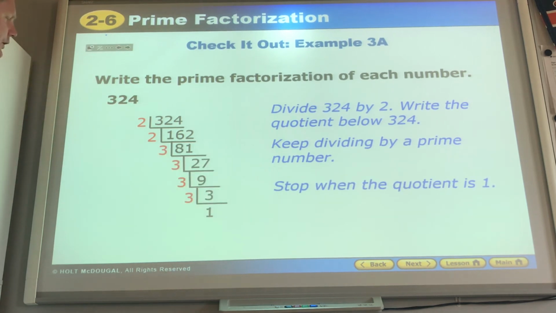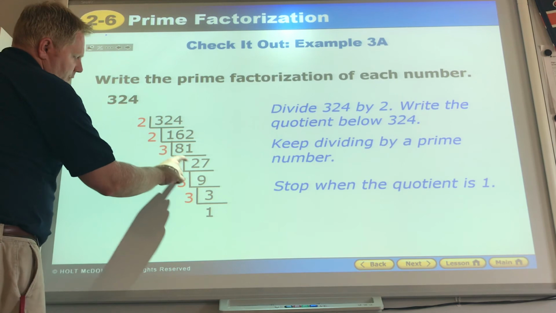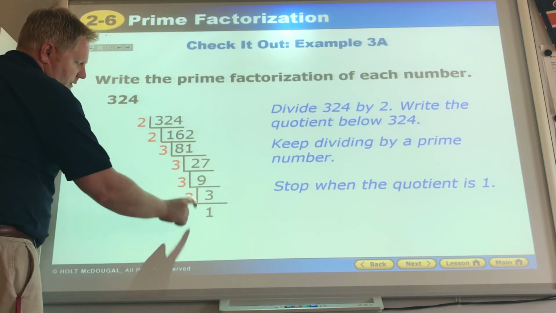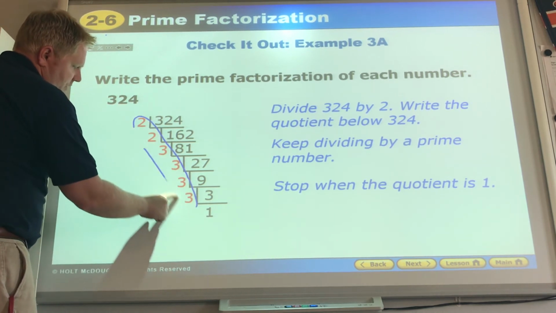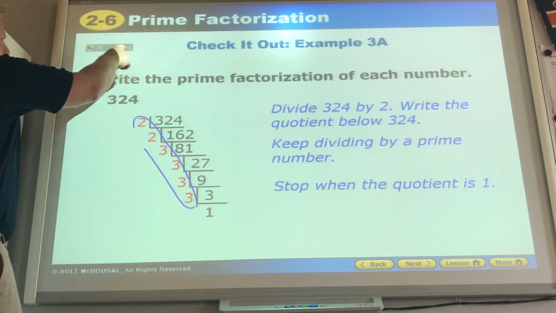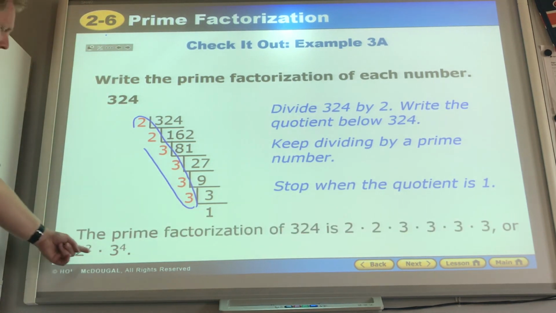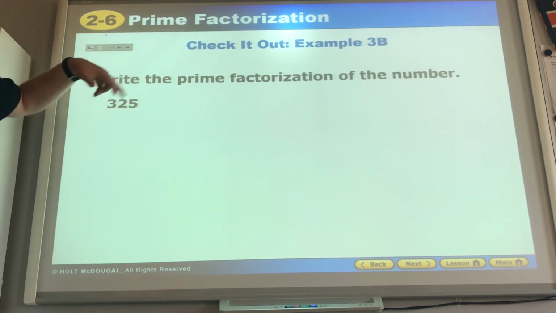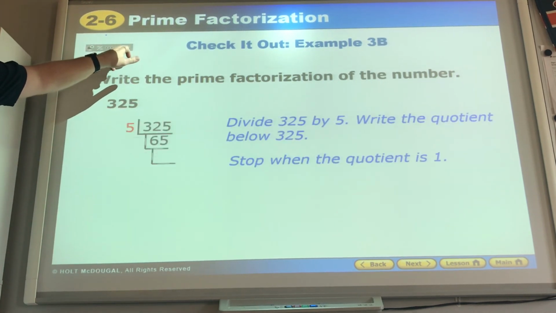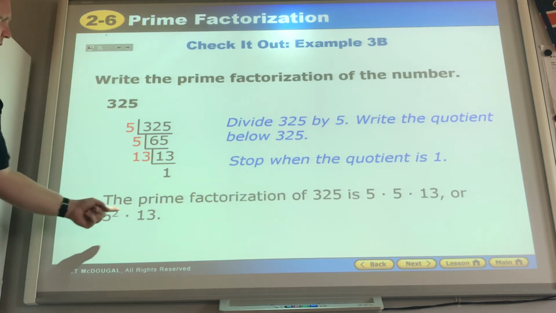All right. They do it for a long time. Divide by 3, that's 27. Divide by 3, that's 9. Divide by 3. You got your whole prime factorization here. 2 squared times 3 to the 4th power. Or you can write it out long like that. All right. One more time with this, I think.